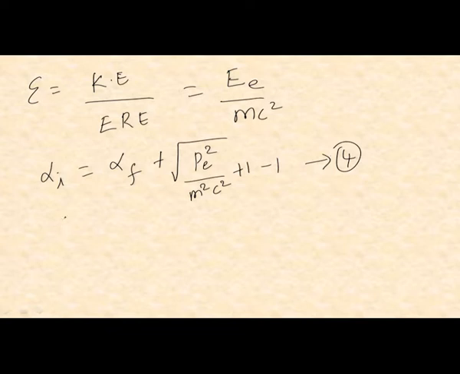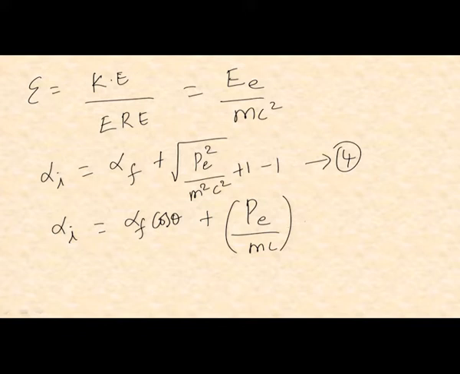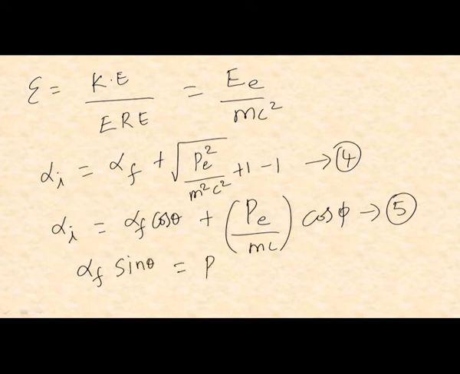Next, substituting alpha f and alpha i in the conservation of momentum equation: alpha i is equal to alpha f cos theta plus p_e by m c, mass and velocity of the electron, cos phi. Keep this as equation 5. This equation is obtained from the horizontal component of momentum. Next, the vertical component of momentum: alpha f sin theta is equal to p_e by m c into sin phi.